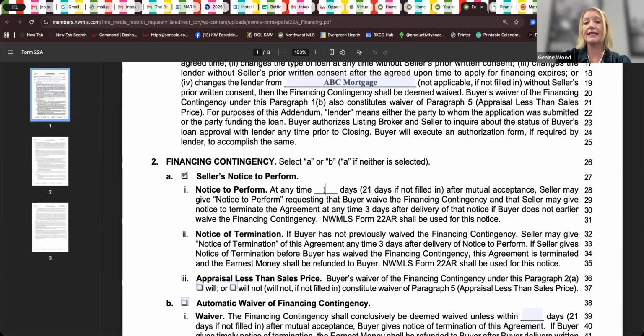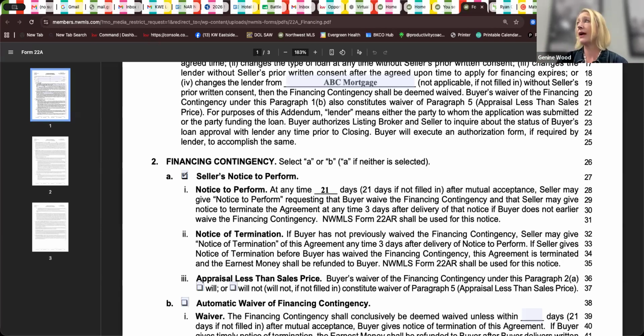If you use the default days, let's say you have a 30-day closing, 21 days is plenty of time for the buyer to obtain financing as well as have the appraisal done. So on the 21st day, the seller can ask the buyer to waive their financing contingency. It doesn't automatically waive. Seller has to ask based on serving the buyer Form 22AR. The buyer can say yes. The financing is waived. On day 22, they lose their job. They have no more financing contingency. That's the risk the buyer takes.